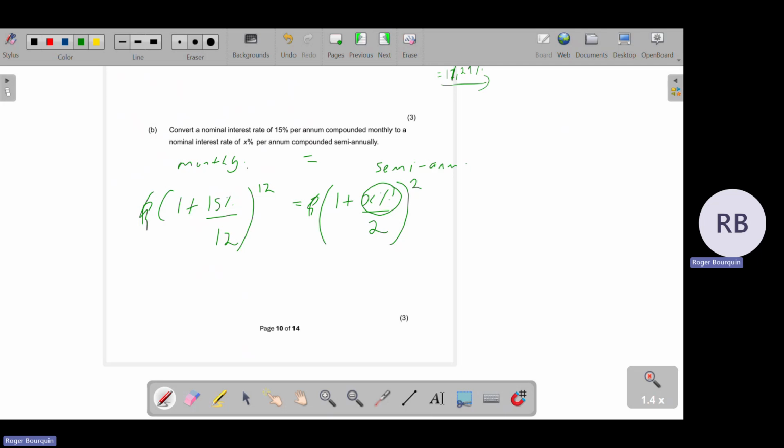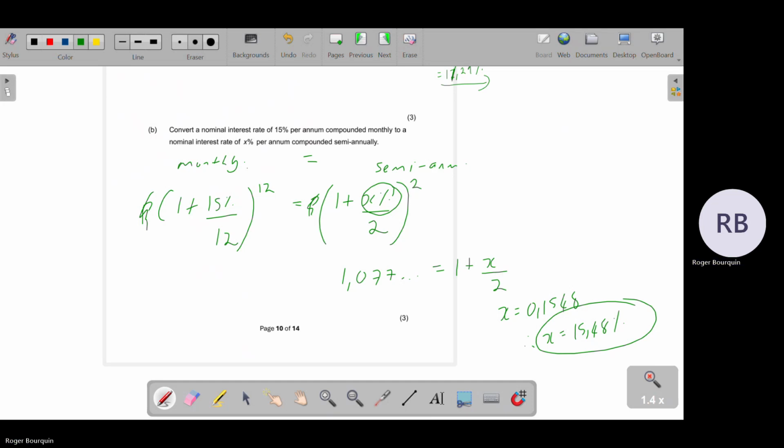Okay, so we've got 1,0. Again, you have to write this down and don't round off. 77 something is equal to 1 plus x over 2, right? Now what do I do? Minus 1 times 2. And we get, did you get 0,154748? 1548. So x is equal to 15,48%. Are we happy with that?